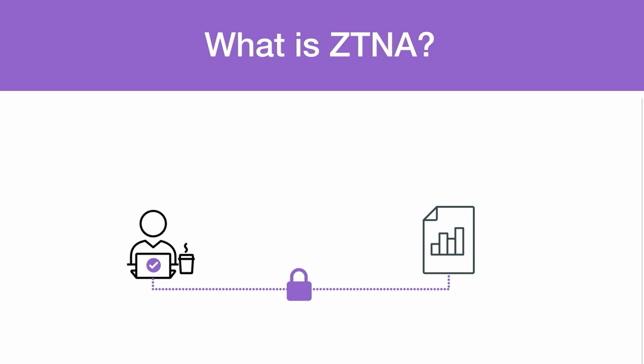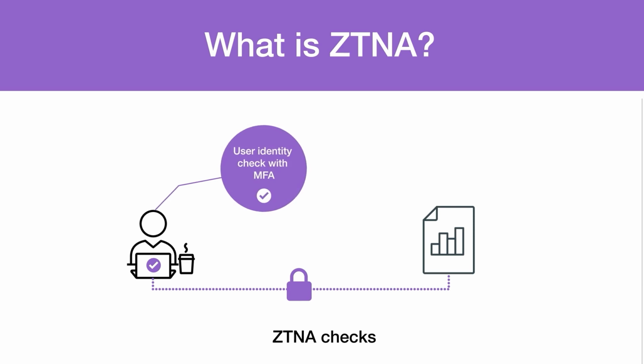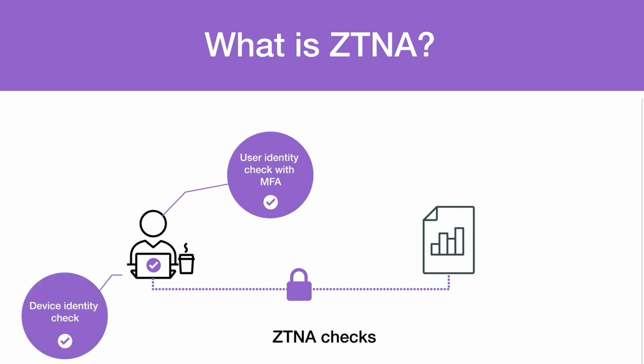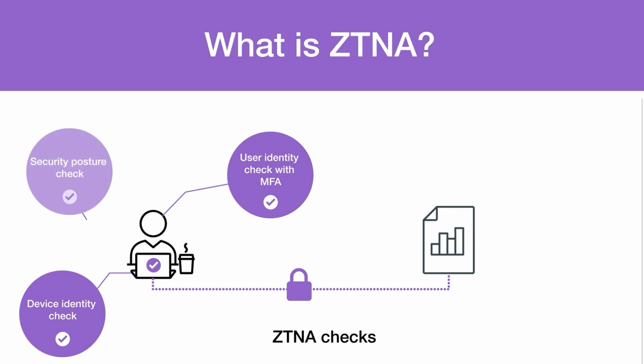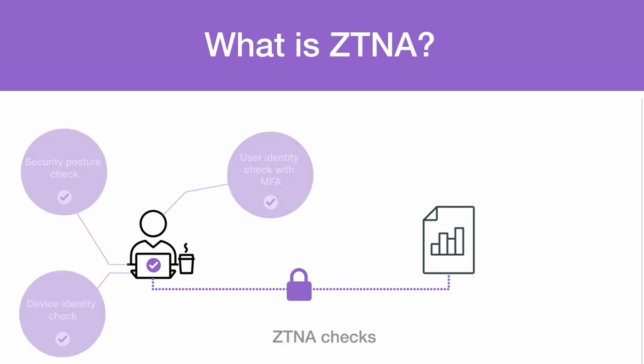ZTNA performs the following checks to provide authorization: user identity check using multi-factor authentication, device identity check where it verifies that the device is authorized, and the endpoint security posture check, which is a continuous check for security-related device data.